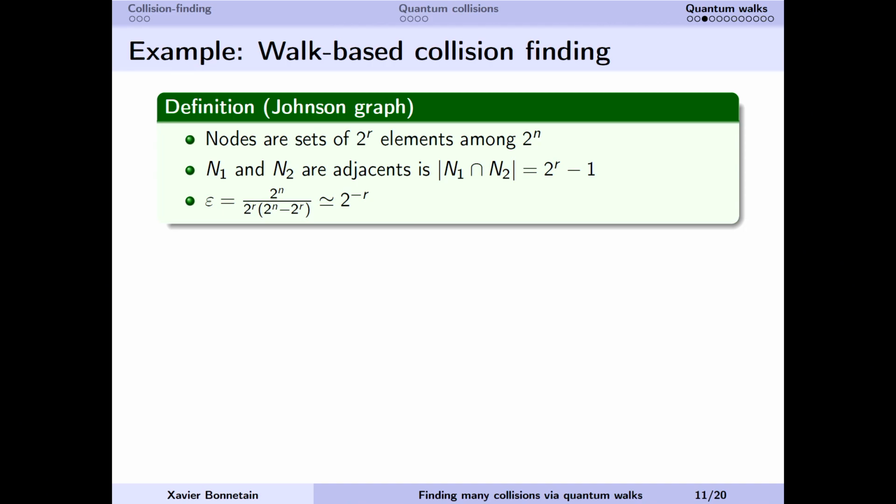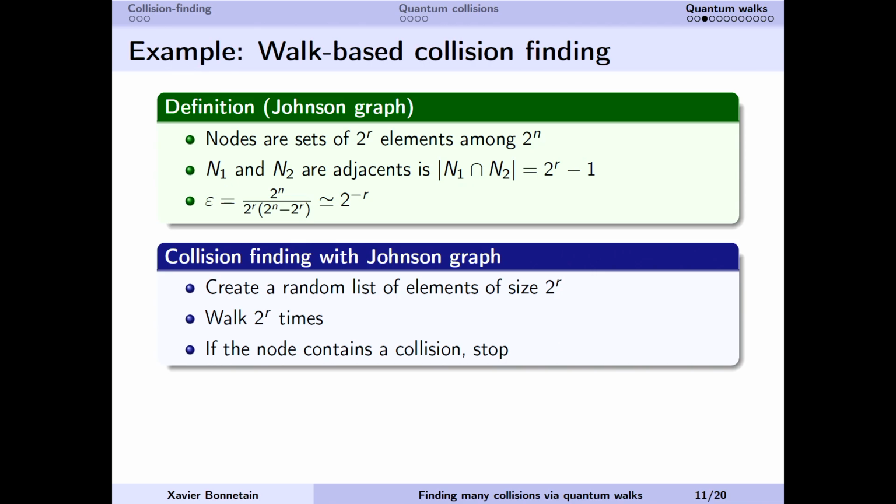In particular, its spectral gap is known, and it is roughly 2^-r, which is fairly intuitive. It means that if you do 2^r replacements on a set of size 2^r, you can obtain any set of size 2^r. And if we do our walk on this Johnson graph, it means that we have to create a random list of size 2^r, and then we have to do a certain number of walk steps. We walk 2^r times, and once we've arrived, we check whether the new node contains a collision.